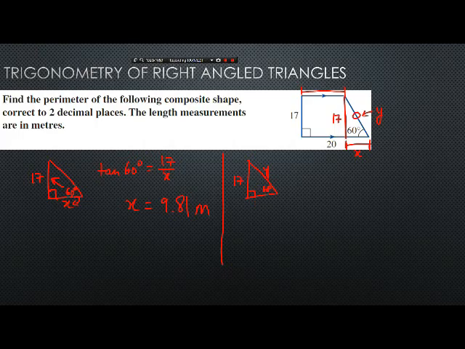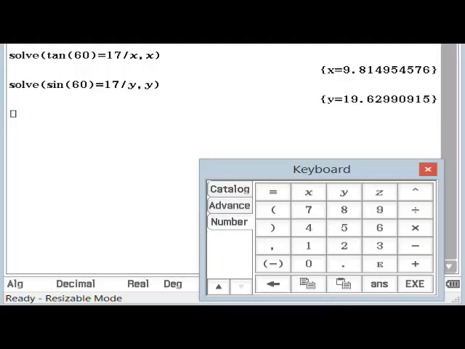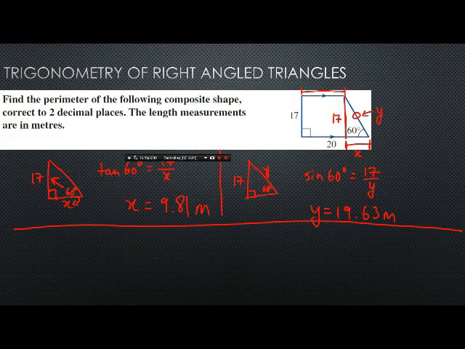If we draw the triangle out, we should be able to see that y is the hypotenuse. We said before that 17 is the opposite side, so we have sine. So then we have sine 60 degrees is equal to 17 over y. Putting it into the calculator, we should get y equals 19.629, which means when we round it to two decimal places, we'll have 19.63. So I've just put y in on the right hand side.